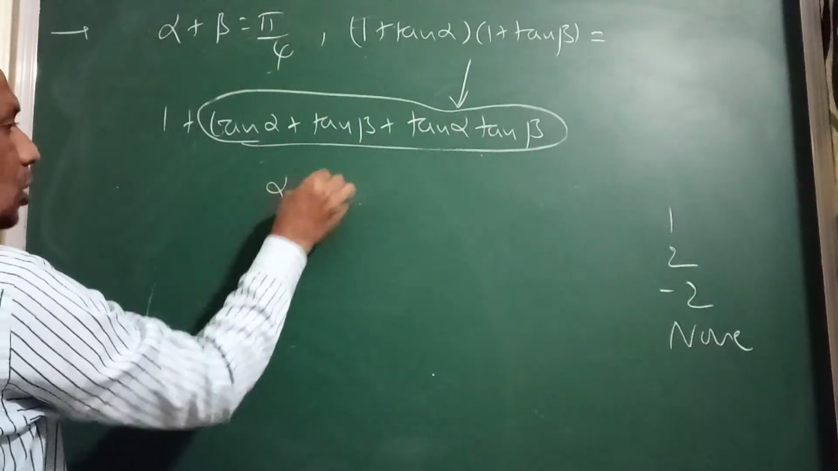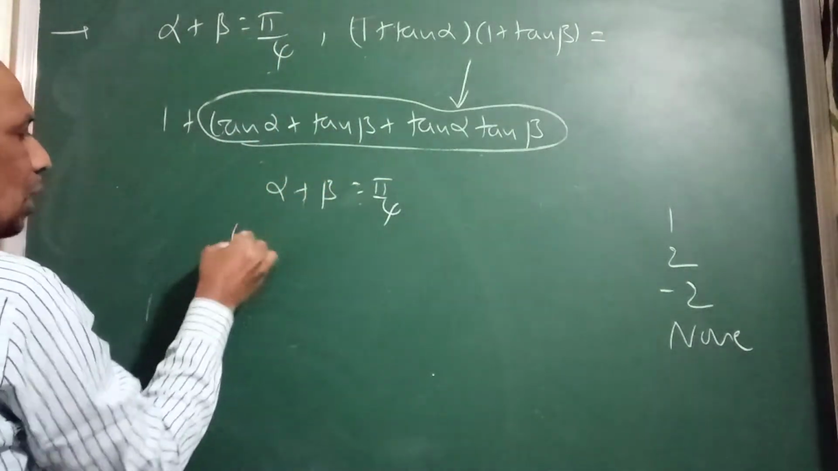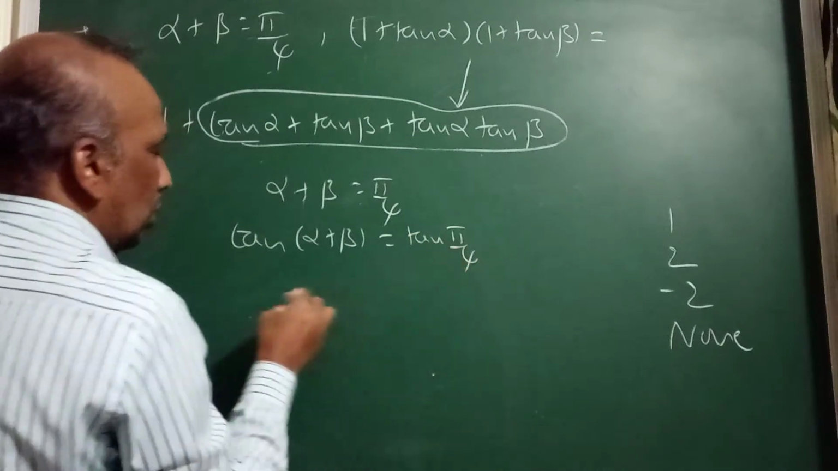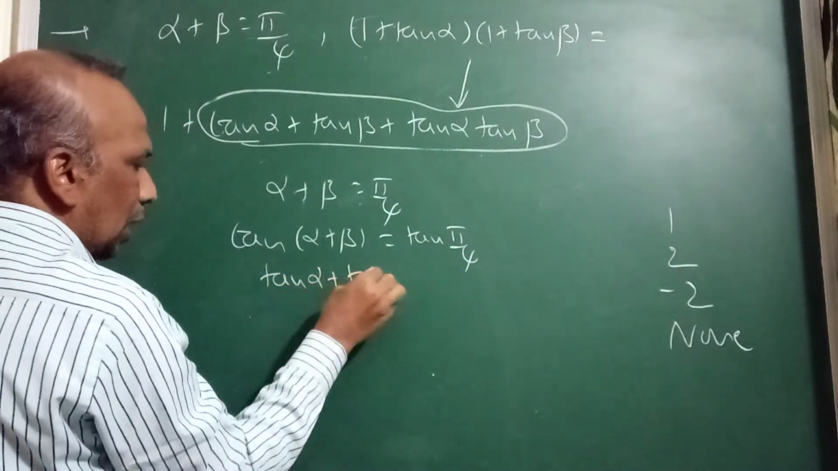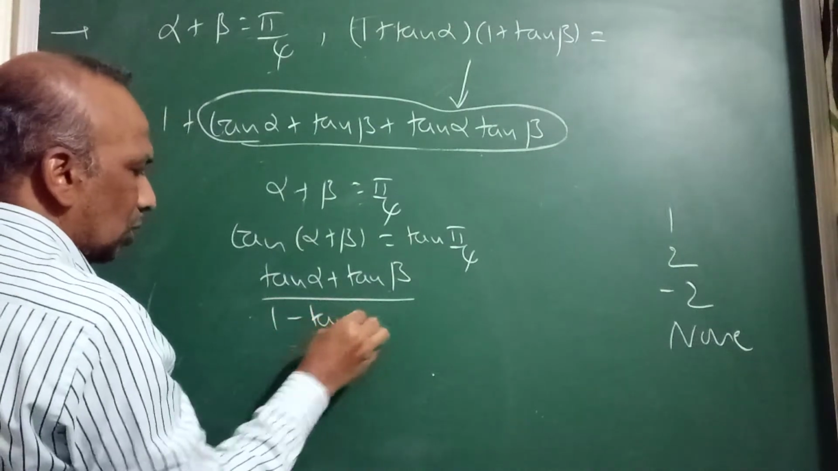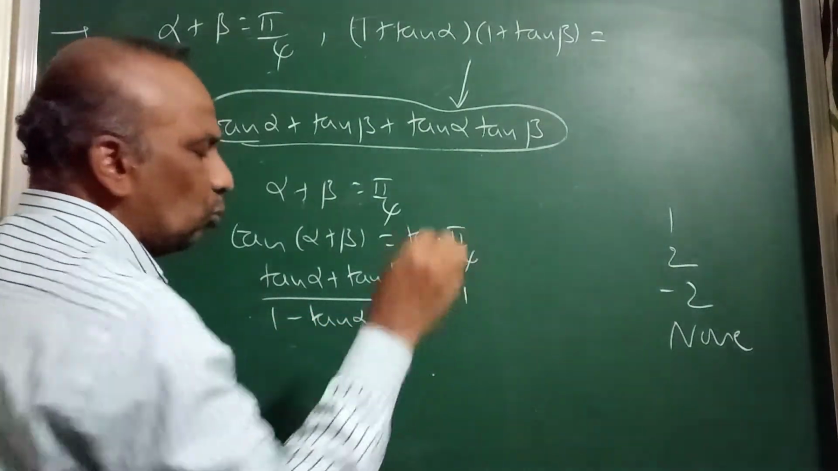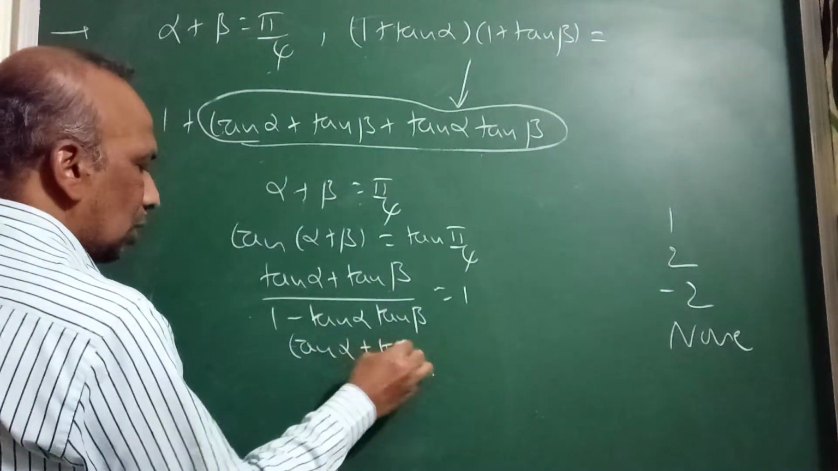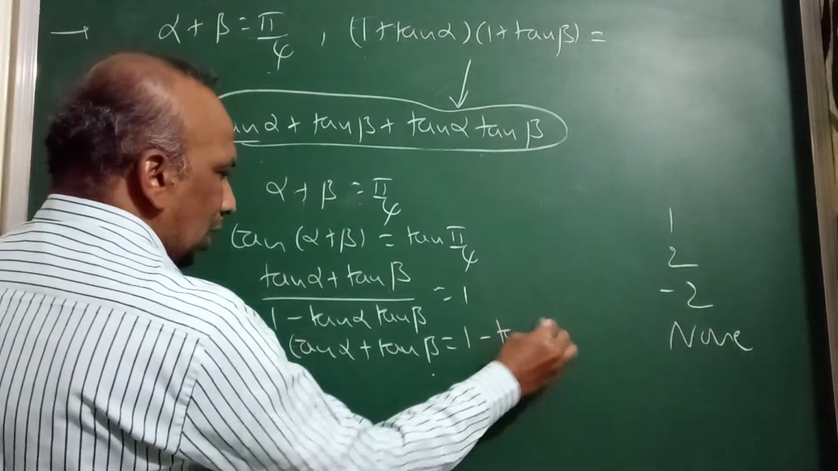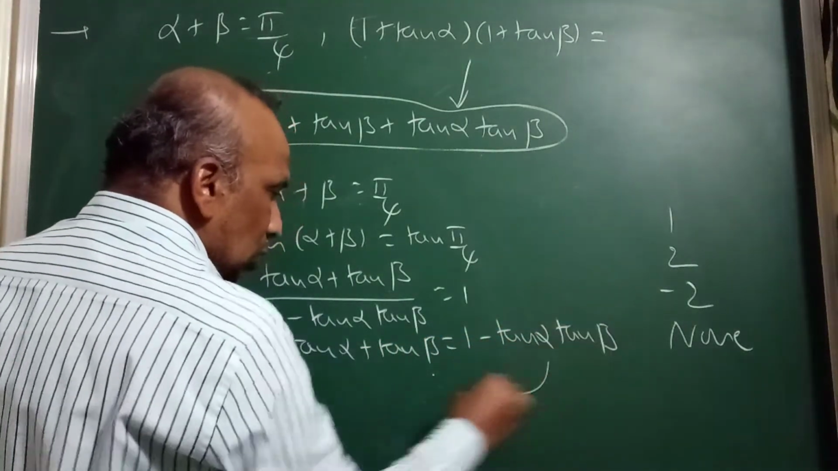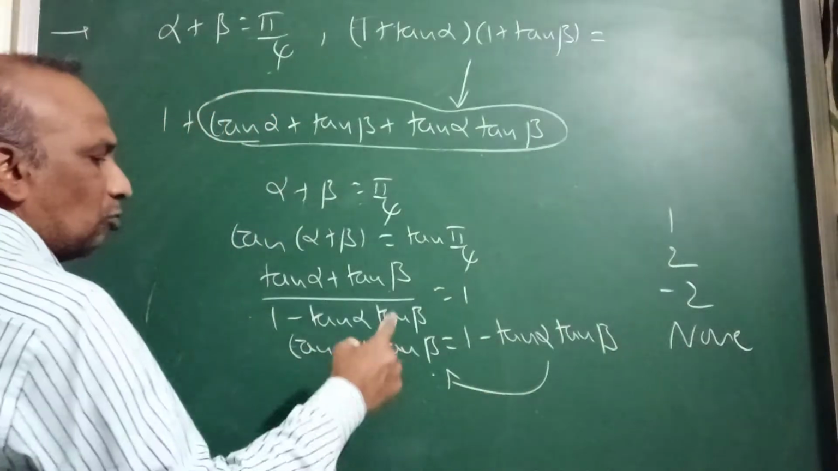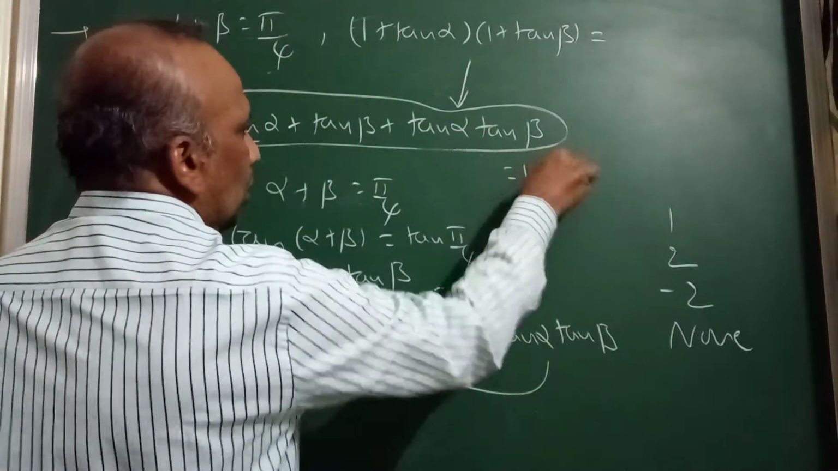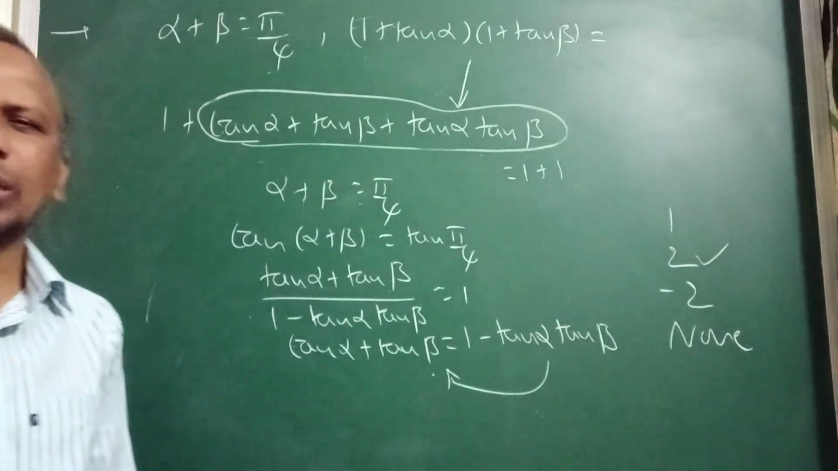You take alpha plus beta is equal to pi by 4. Apply tan on both sides. Tan of alpha plus beta is equal to tan pi by 4. So you expand: tan alpha plus tan beta by 1 minus tan alpha tan beta equal to 1. Just do the cross multiplication. You will get tan alpha plus tan beta equals 1 minus tan alpha tan beta. Transfer this to this side: tan alpha plus tan beta plus tan alpha tan beta is equal to 1. So your answer is 1 plus 1. So the result is 2.